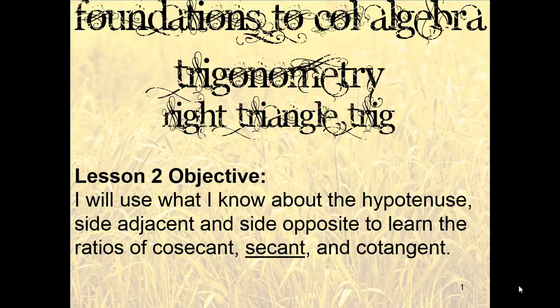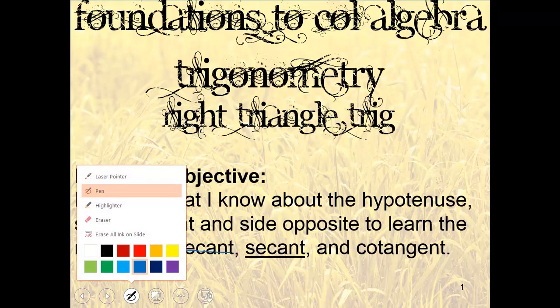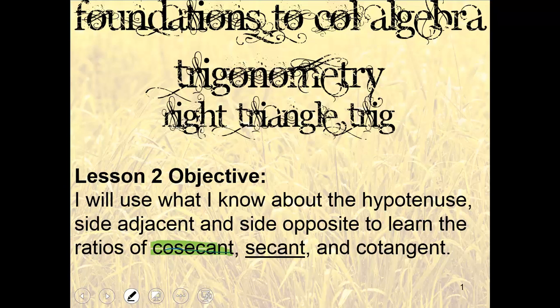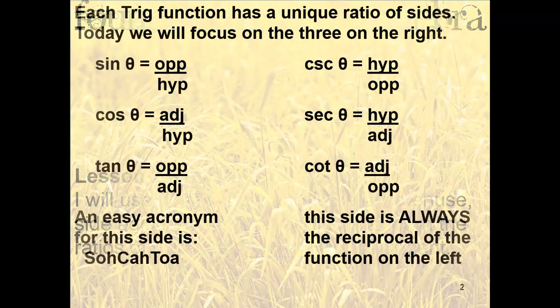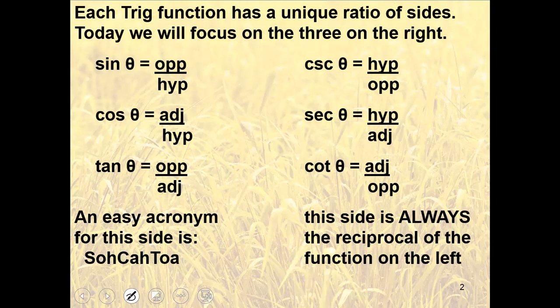Hello. We are going to continue on and talk about the three other trig functions called cosecant, secant, and cotangent. Remember that each trig function has a unique ratio of sides. We learned this yesterday, and we held on to this acronym SOHCAHTOA. Now we're going to talk about the reciprocals.